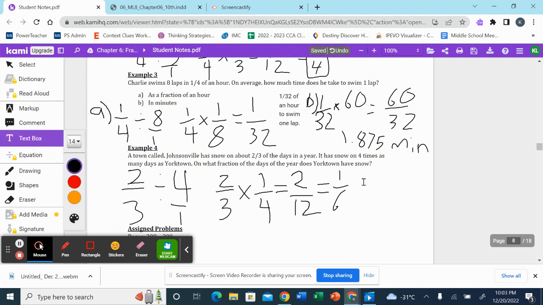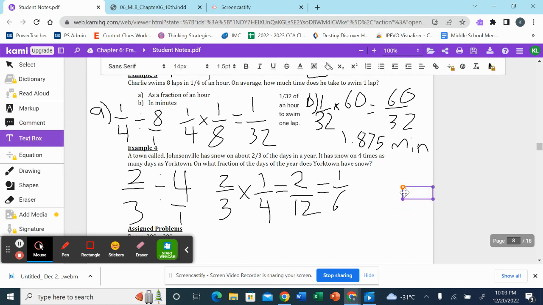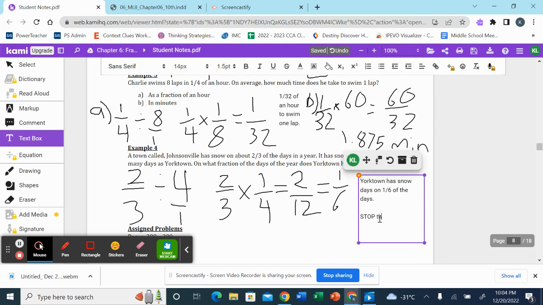And I'm going to write my statement in a text box over here, though. Yorktown has snow days on 1/6 of the days compared to Johnsville. So stop. Does this make sense? Stop and think about your answer.